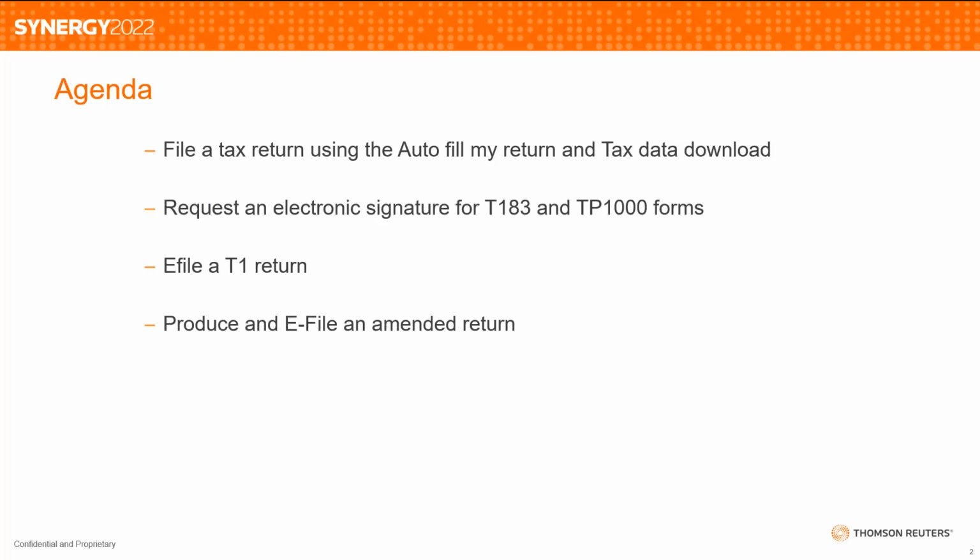So this concludes the presentation about the preparation of a tax return for the electronic filing. So again, in this session, we saw how to complete a tax return using autofill my return from the CRA and tax data download from Revenue Quebec. We submitted an electronic signature to our clients using Onvio Client Center, and our clients were able to sign the T183 and the TP1000 electronically. Then we e-filed the return in DTMax T1, and I also showed you how to produce and e-file an amended return.